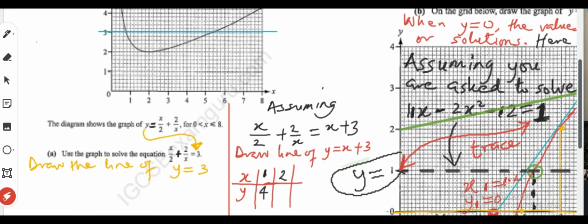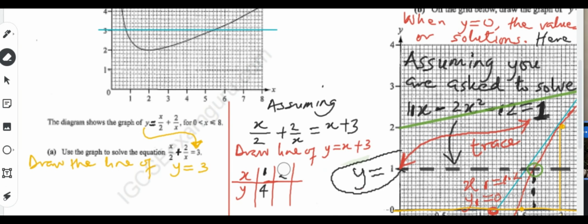Okay, let's even use 1 and 3. Any two values along here. When x is 3, what is y, please? 6. So that's what we're going to plot here, right?